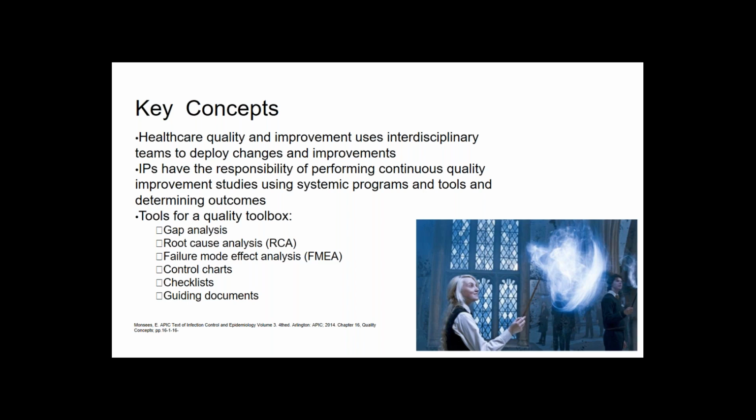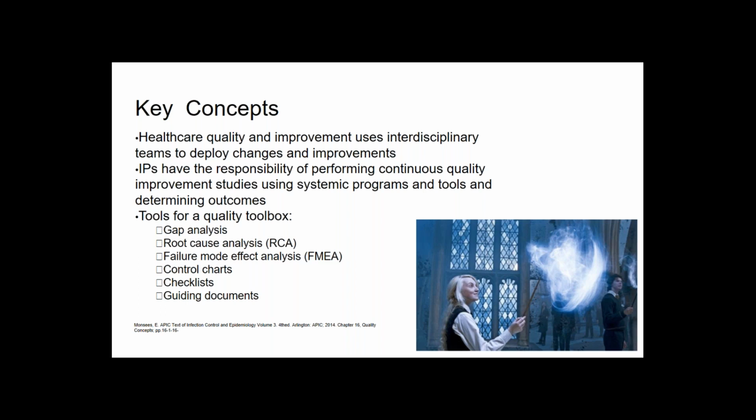Okay, so IPs have the responsibility of performing continuous quality improvement studies using systemic programs and tools and determining outcomes. So in our quality toolbox, we have a lot of different things that we can use. We can use a gap analysis, a root cause analysis, a failure mode effect analysis, all the analysis out there. You have control charts, you have checklists, you have guiding documents.